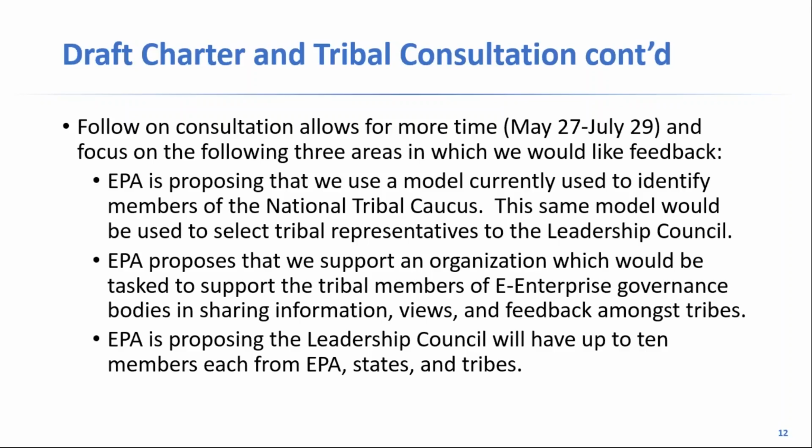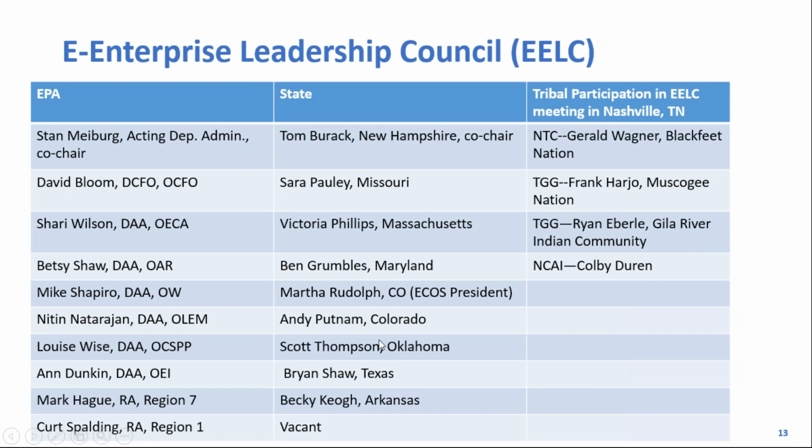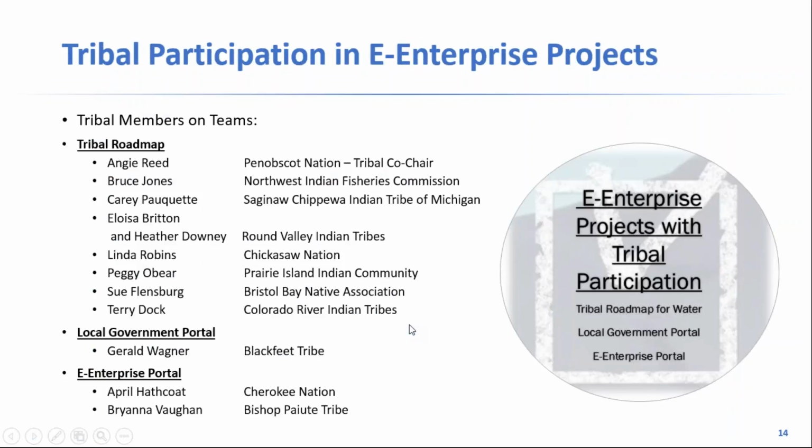With that, I want to turn it back to Andy Batten to talk about the current composition of the Leadership Council. Thanks, Andrew. The slide up on the screen right now identifies the current members of the eEnterprise Leadership Council. In the interim, we've asked the heads of 3 tribal organizations that are particularly involved in these issues, the National Congress of American Indians, the National Tribal Caucus, and the Tribal Governance Group, to identify individuals to participate in Leadership Council meetings while a process can be established in the revised charter to nominate tribal members of the eEnterprise Leadership Council. And that's the process that Andrew just described.